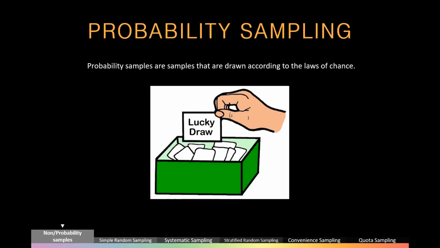To understand this, let us look back at the lucky draw. So if we think of a box that contains 50 names and we want to choose 10 names, so we want to choose 10 winners. Every single name in that box has an equally likely chance of being selected. That is, every single name has a 1 in 50 chance of being picked. So every possible sample, because there are so many variations of 10 names that we could draw from this 50, has the same chance of being selected. And that is what we would call simple random sampling.